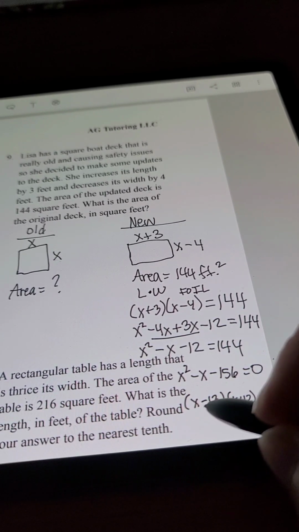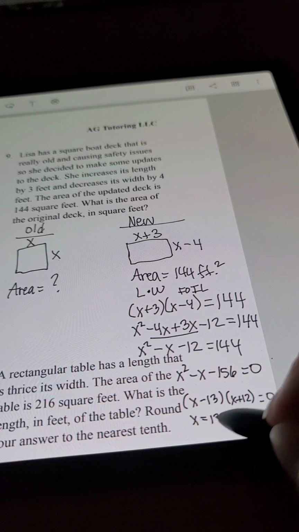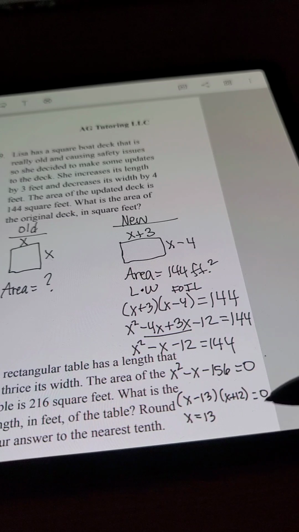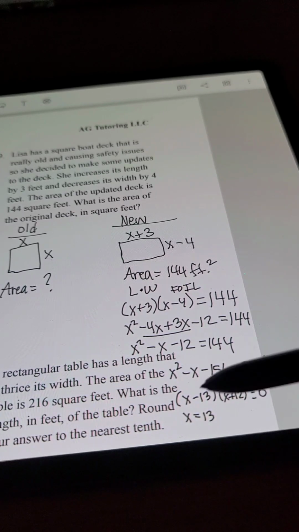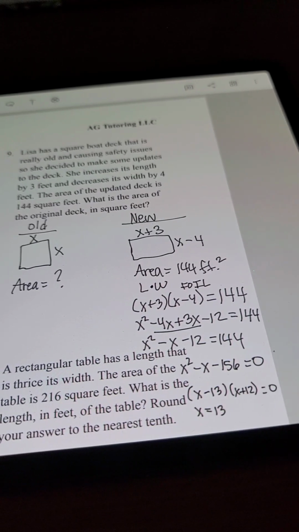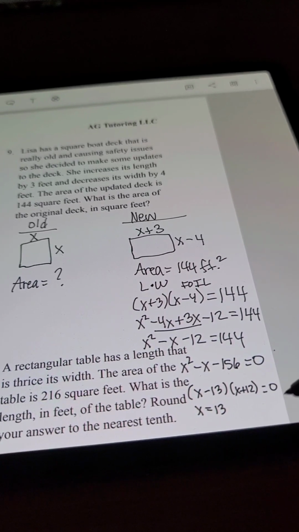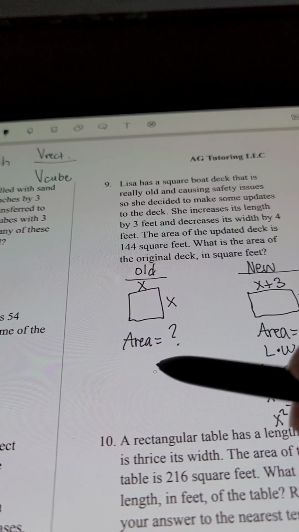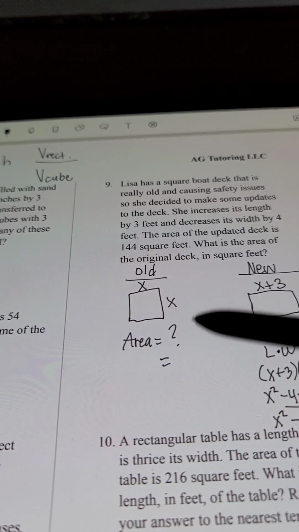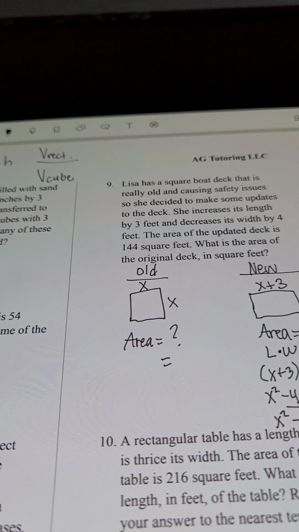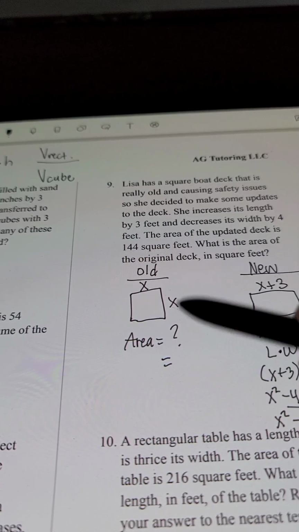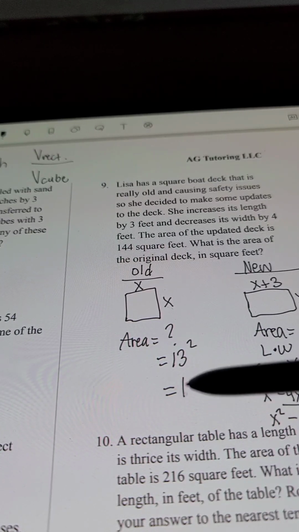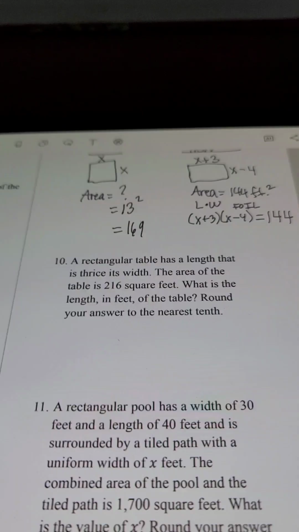So now I know that x has to be equal to 13. I mean, technically x could be equal to negative 12, but you're not going to have a negative side length. The only one that works logically would be a positive number, so 13. Now I can find the area here. Area for a square is going to be the side length squared. So you're going to say, okay, I know the side length is 13 now. Now I'm going to square it. And when I do that, I'm going to get 169.